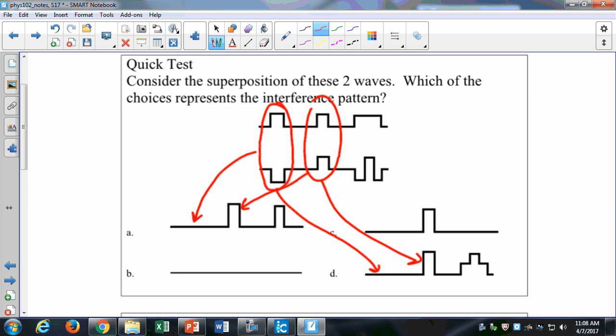So now we need to look at this other part. Now you got three little parts to this. You got this part, the middle part, and the end part. So these two parts, destructive, right? One's up, one's down, they add up to give you nothing. Oh wait, no, A is right. I'm sorry.